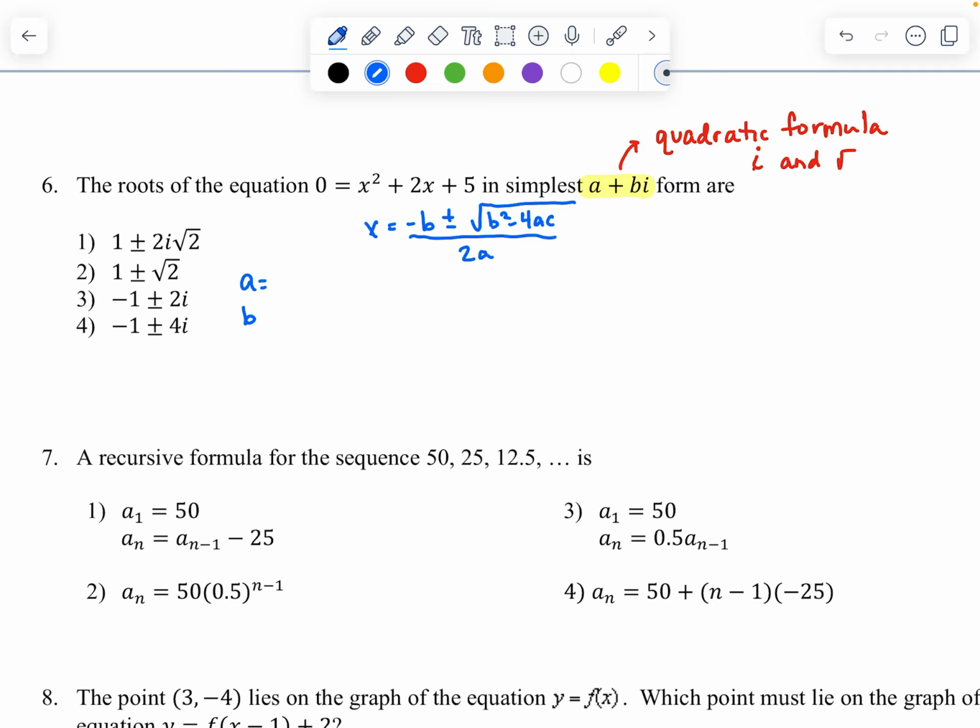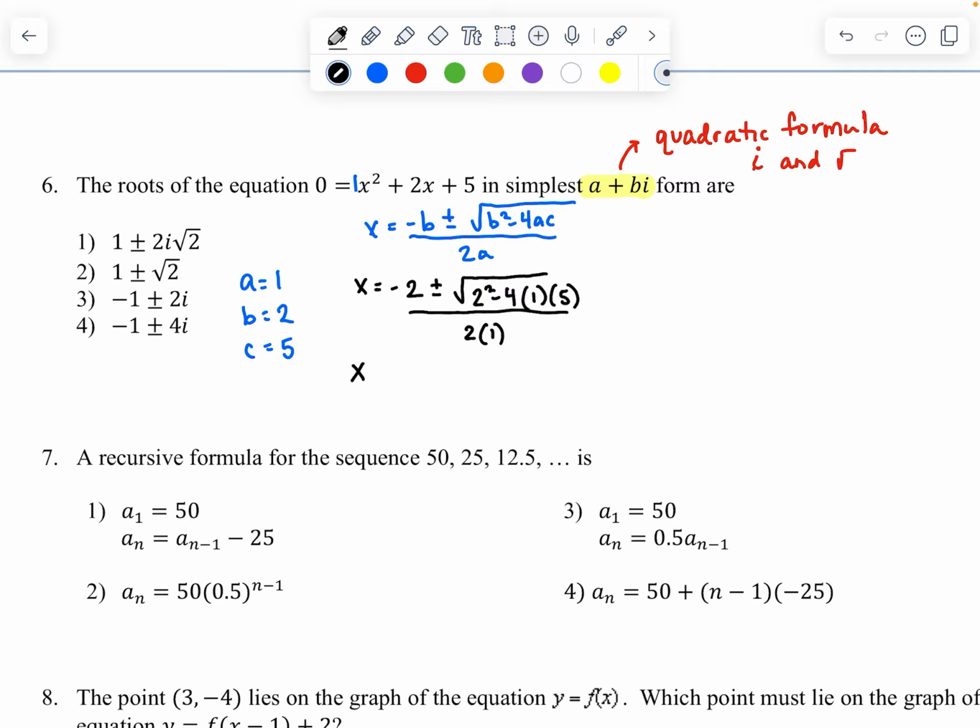And a, b, and c are the numbers in front of the x squared, the x, and then the last number. So a is just going to be 1, b is positive 2, and c is positive 5. So we'll go ahead and insert these. X equals negative 2 plus and minus the square root of 2 squared minus 4 times 1 times c, all over 2 times 1.